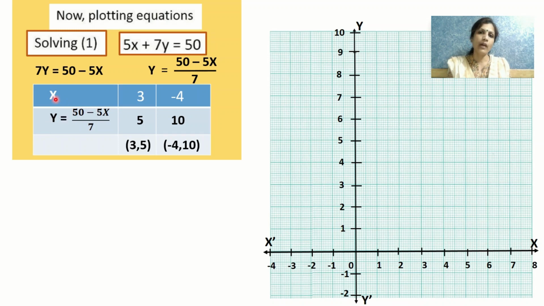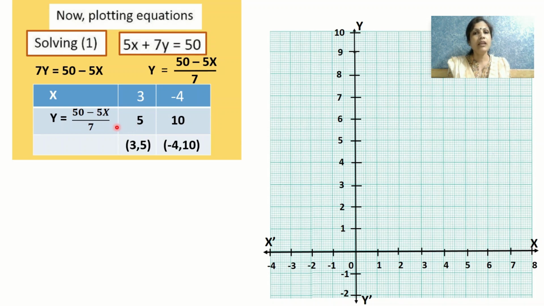Now when you have the value of y in the form of fraction, you have to be very careful in selecting the values of x. This is because you will select the values in such a manner that y coordinate should not come in decimal points or it should not come in fraction. So when we select the value of x as 3, what do we get? We get 50 minus 5 into 3 is 15. So 50 minus 15 upon 7. 50 minus 15 is 35 and 35 upon 7 is 5.